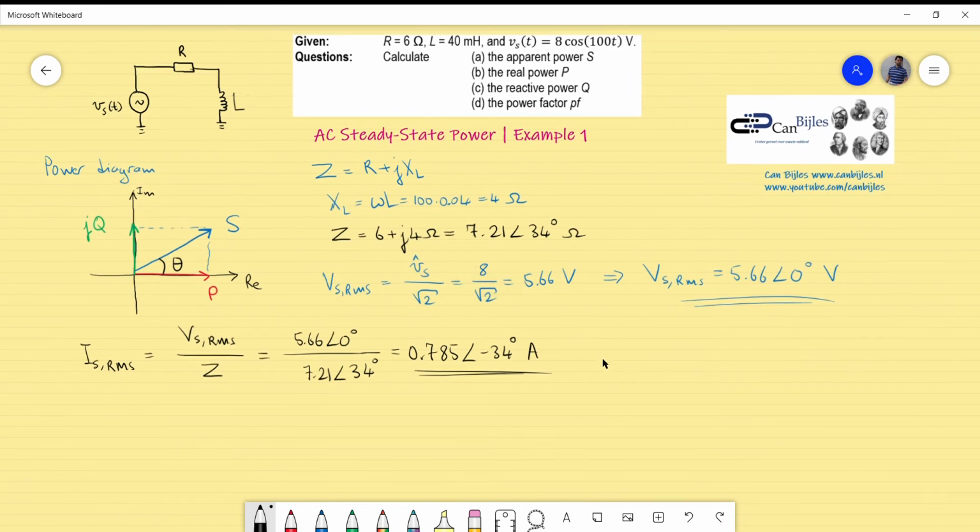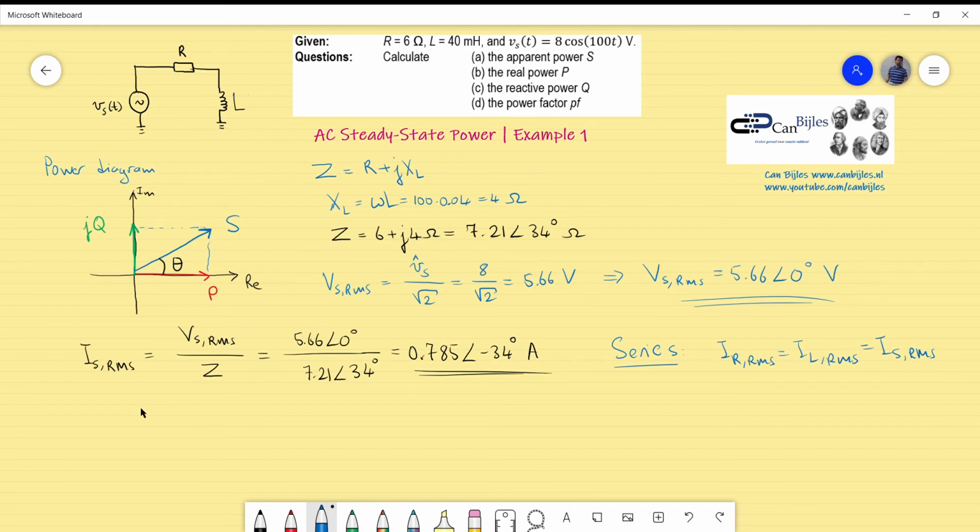Now if I continue, for example, the current for the resistor and the inductor, it will be exactly the same. We already know this, since there's a series connection, so that will be IR RMS, will be IL RMS, and will be also IS RMS. All of them are equal to each other because there's a series connection.